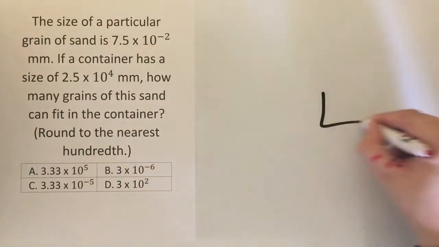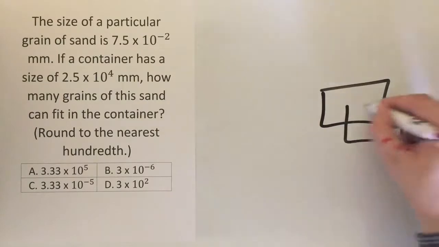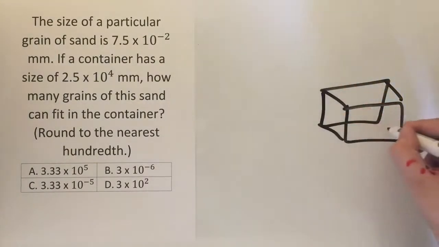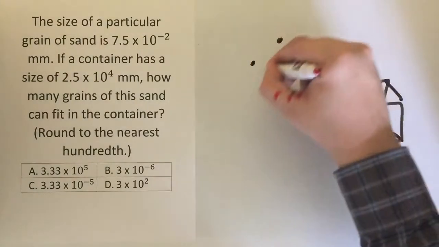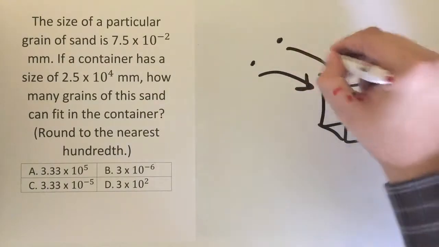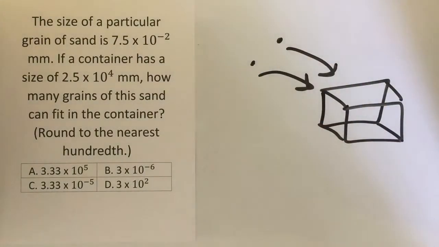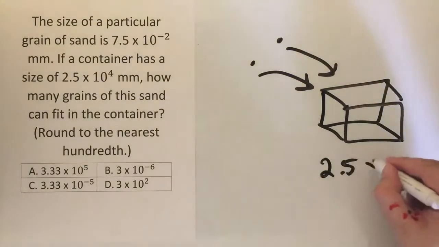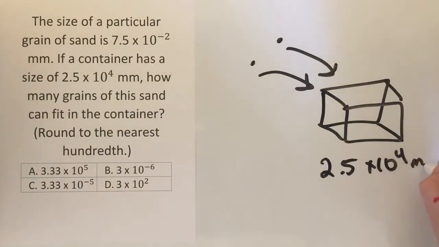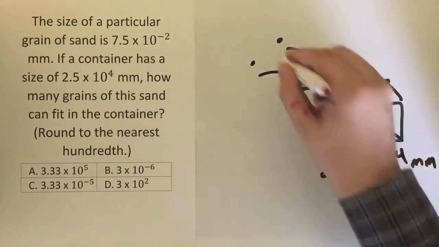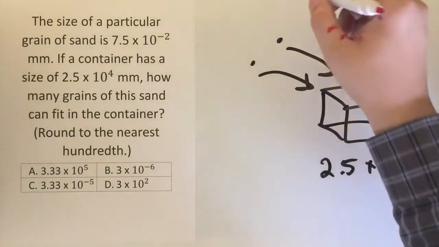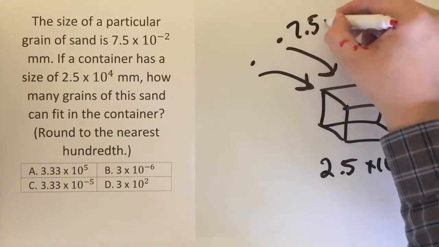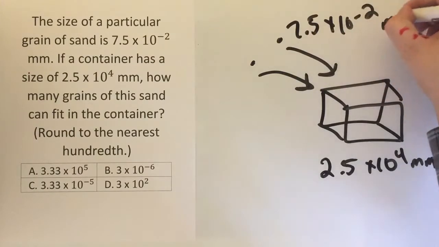The problem says that we have a container and we're trying to fit grains of sand inside this container. This is a classic division problem. The container is represented by 2.5 times 10 to the fourth millimeters, and the grains of sand are represented by 7.5 times 10 to the negative second millimeters.